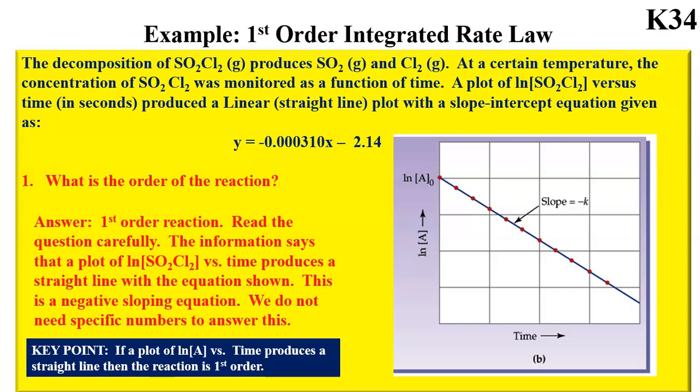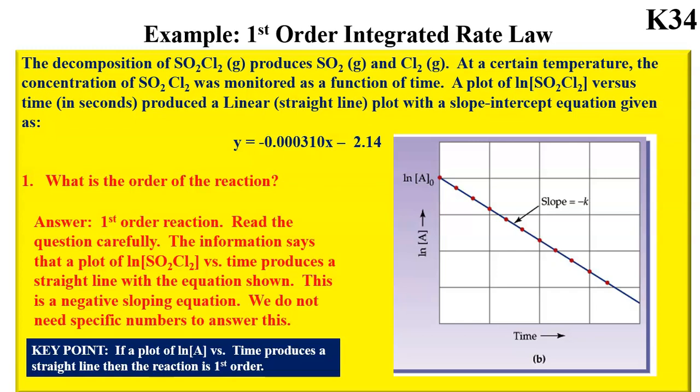It's a linear straight line plot with a slope-intercept equation given as follows. So you have y equals negative 0.000310x minus 2.14. Now notice that slope is going to be the negative of the rate constant. The negative 2.14 is not really important. It just happens to be what the initial concentration was for this reaction, but that doesn't affect what the value of k is going to be. So you could substitute that 2.14 in for pretty much any other initial concentration.